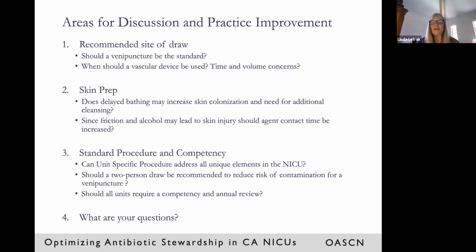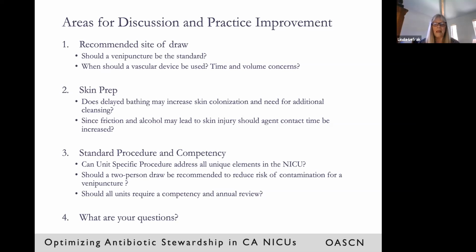Friction and alcohol, we know, can lead to skin injury in our very low birth weight babies, so I think that's a recommendation that needs to be modified, specifically in the very low birth weight patient, but certainly should be discussed if venipuncture is going to be the standard. And then I do think that unit-based procedures ideally should address all the NICU variables that are very different from a generic procedure that you might get out of a program like Lippincott, which has standardized procedures, but really don't address many of the NICU issues.